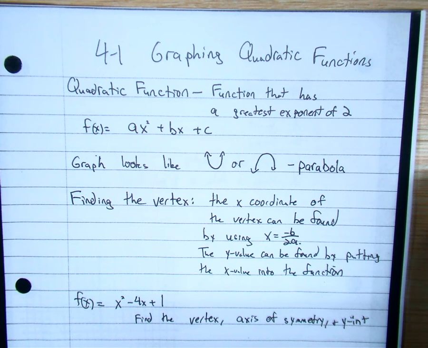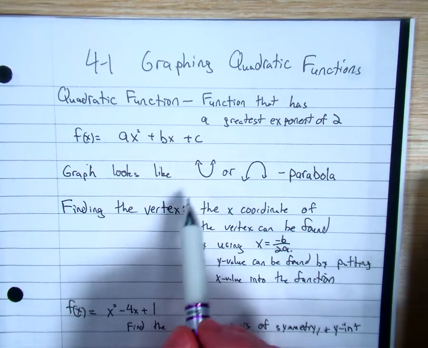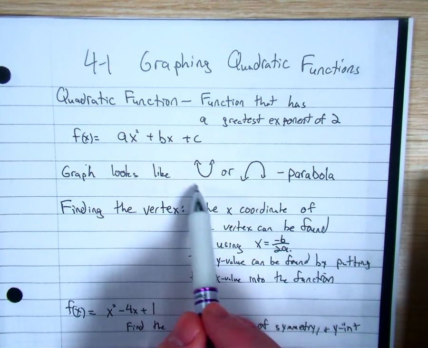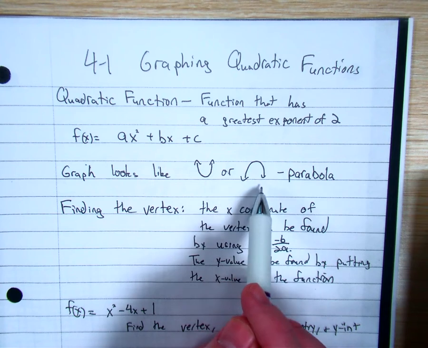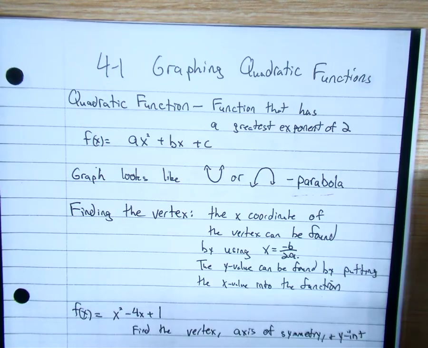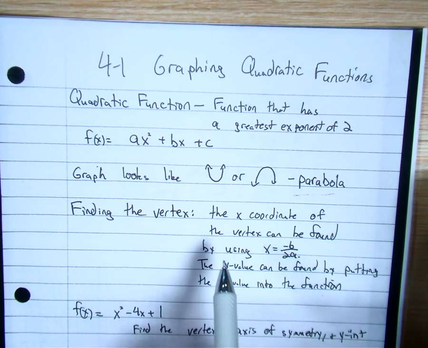A quadratic function is a function that has the greatest exponent of 2. Two is the biggest exponent in the function. It will look like a U or a lowercase n, an upside down U, and those are called parabolas. Some tricks here for graphing.